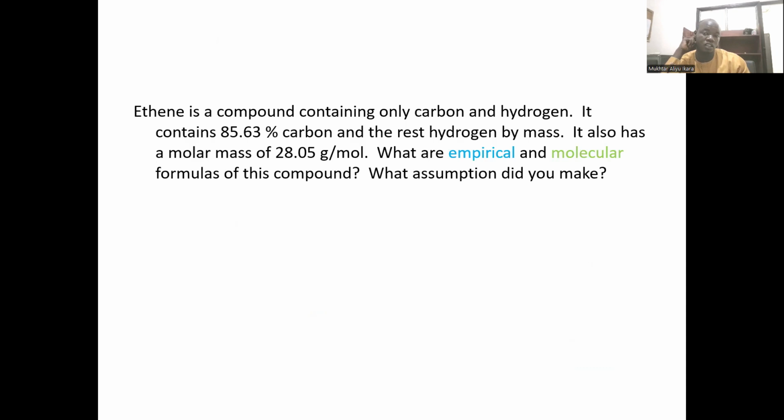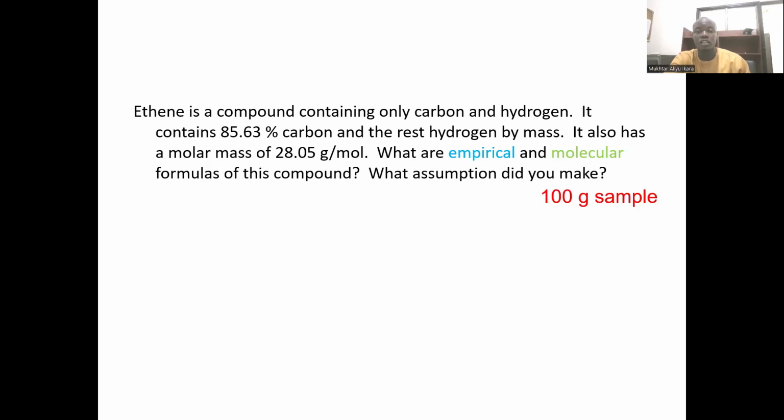Ethane is a compound containing only carbon and hydrogen. So it contains 85.63% of carbon and the rest hydrogen by mass. So it also has a molar mass of 28.05. So what are the empirical and molecular formula of this compound, and what assumption did you make?